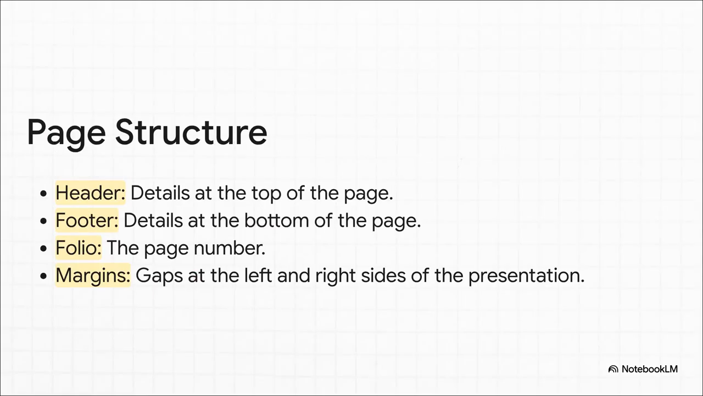Let's start with the basic frame of the page. You've got the header at the top and the footer at the bottom. These give your document consistency, kind of like a letterhead. The folio, that's just a fancy word for the page number, is obviously super important for helping people navigate. And margins? Don't just think of them as empty space. They're like crucial breathing room that keeps your design from feeling all cramped and cluttered.